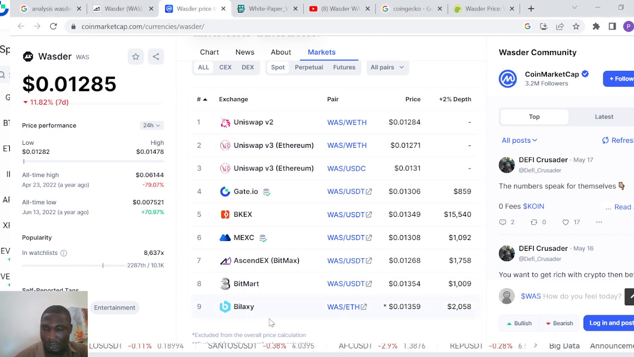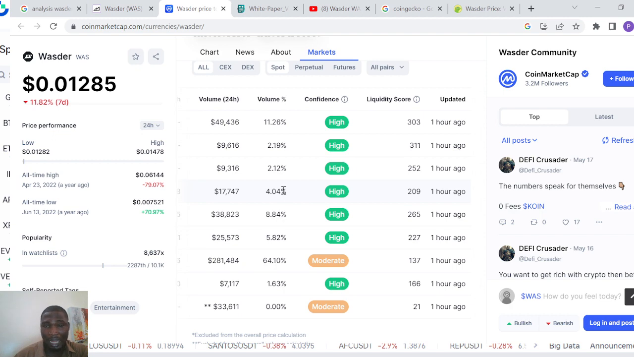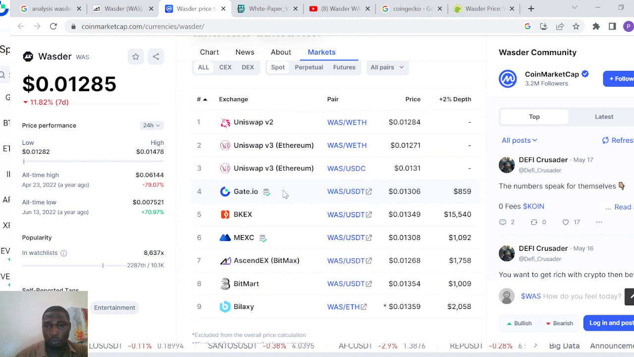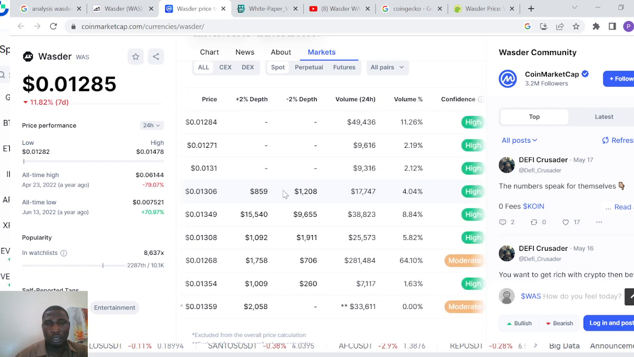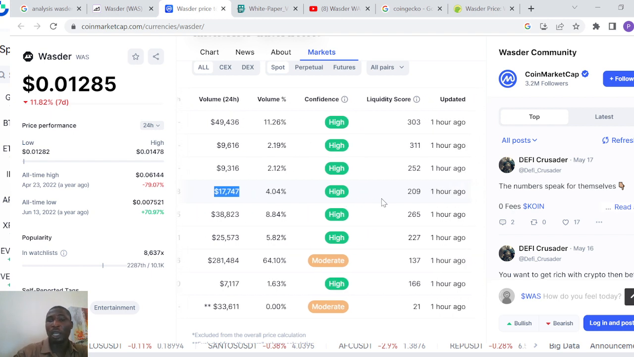Now, let's look at this. Based on what you can see here, we have gate.io, and what is it trading? In the last 24 hours, this is what it has traded on gate.io: 17,747 dollars. That was what it has actually traded in the last 24 hours, which is a good sign. And this was updated 1 hour ago.